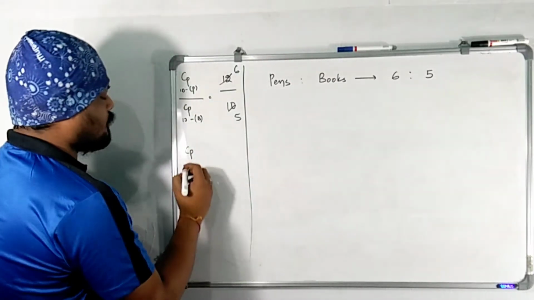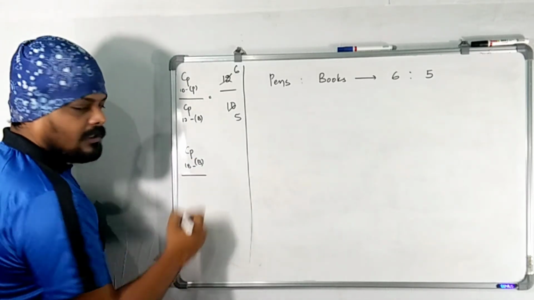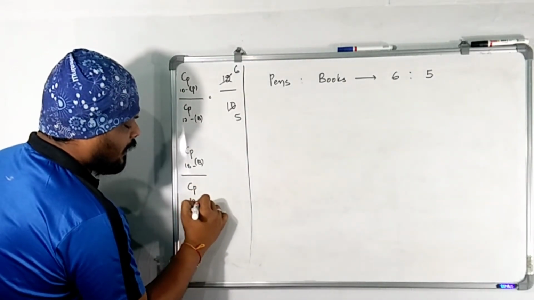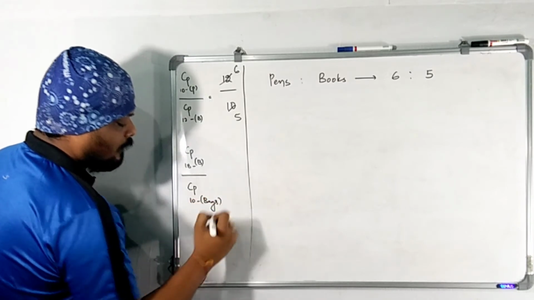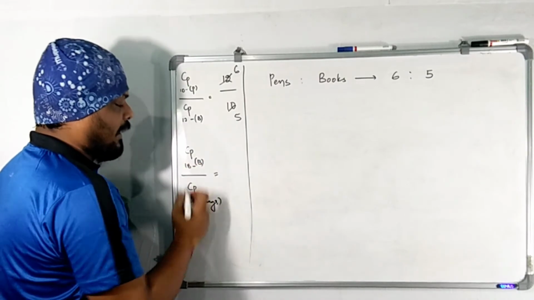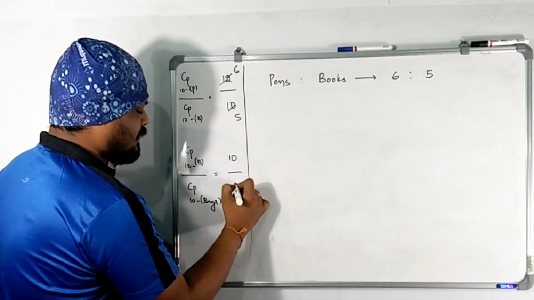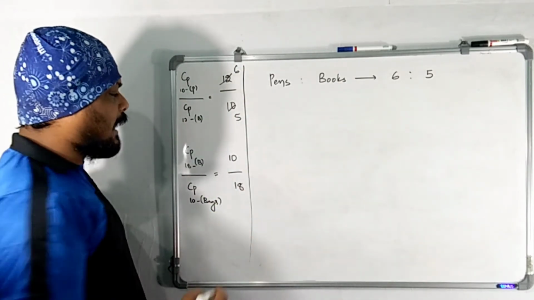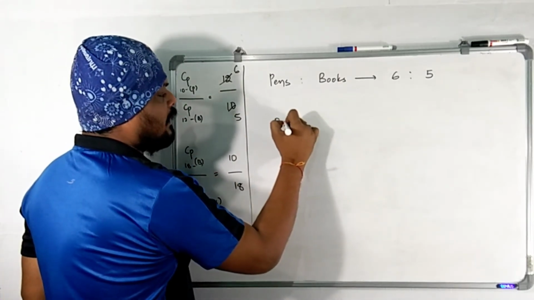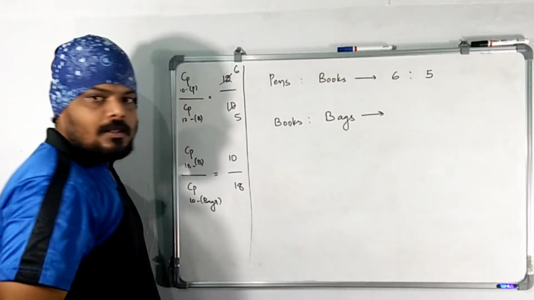In the second condition also, see here: the cost price of 18 books is given, and it is compared with the cost price of 10 bags. These both are equal. The exact cost price of 18 books is 10, and the cost price of 10 bags is 18. If I cancel them, I write these two fractions in ratio form, as books and bags.